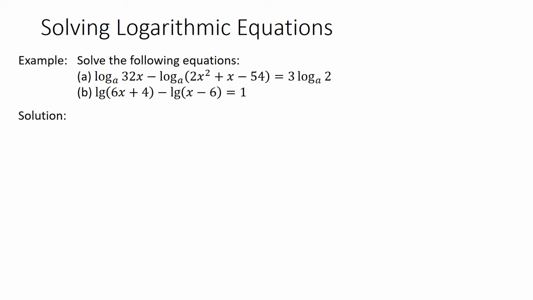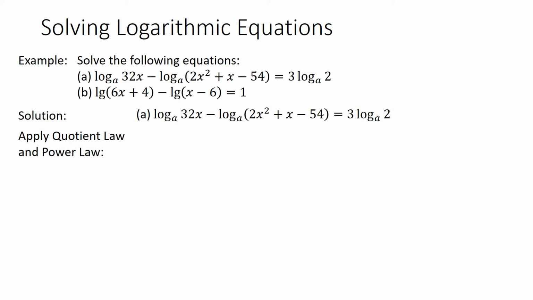Here is the solution. For A, let's look at this equation. We can see that from the left hand side, we have two logs with the same base A. For the right hand side, the log has a constant 3 multiplied with the log. Therefore, we can apply quotient law and power law. From the left hand side, the minus becomes division. It becomes log A 32x over 2x squared plus x minus 54. And the right hand side, the 3 becomes the power, which becomes log A 2 cubed.